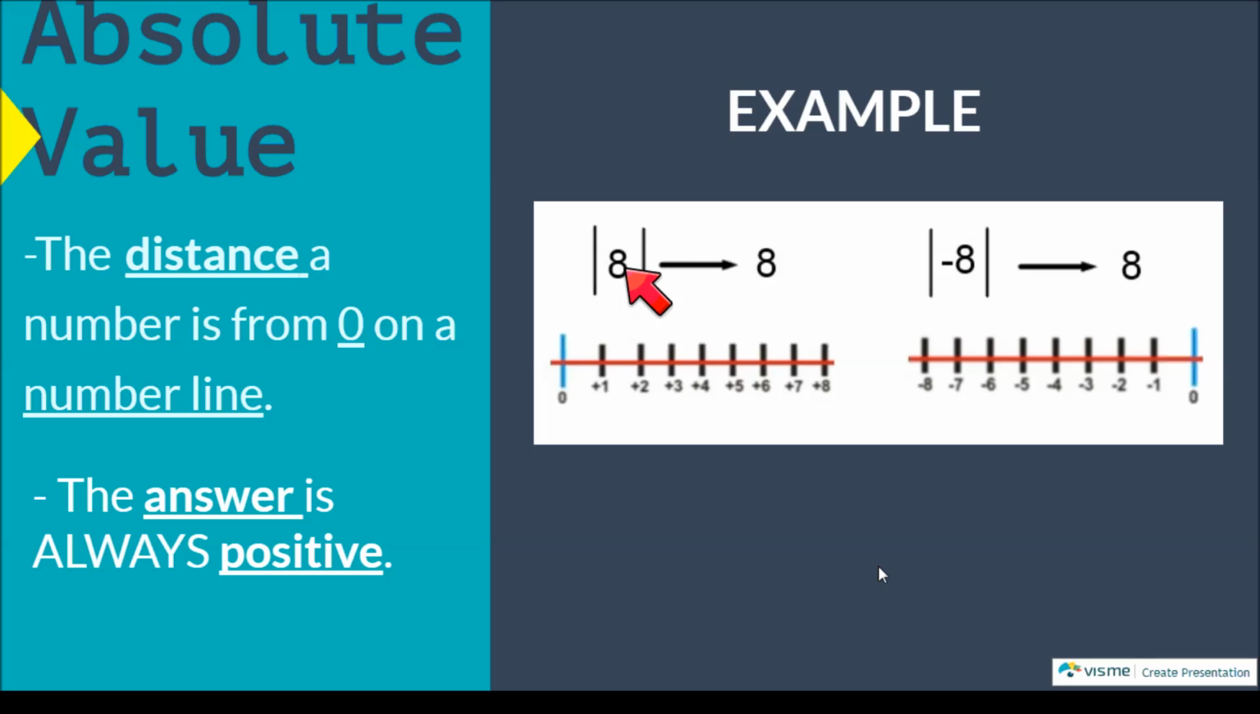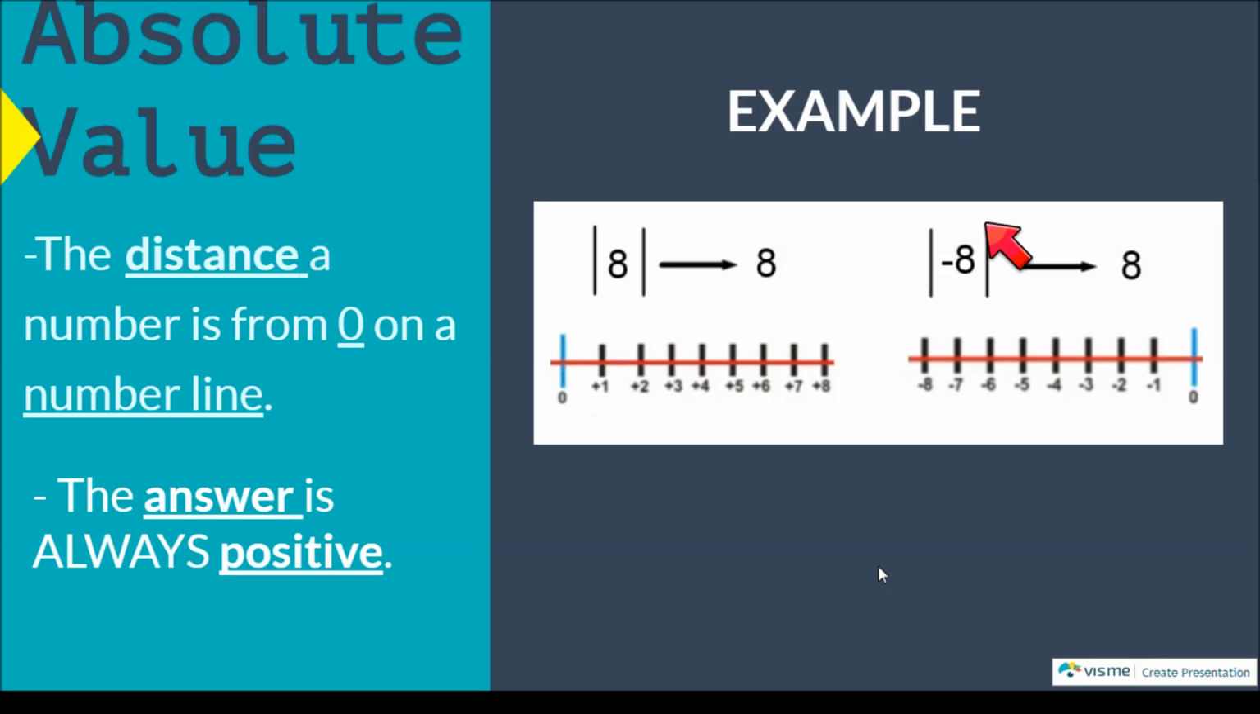Otherwise, it might look like 181. But these are two big bars that say absolute value. So this is how we show absolute value. Again, it's the distance our number is from 0. The absolute value of 8 is 8, because we know that 8 is 1, 2, 3, 4, 5, 6, 7, 8 spaces away from 0.